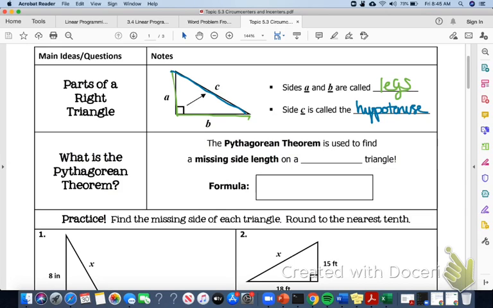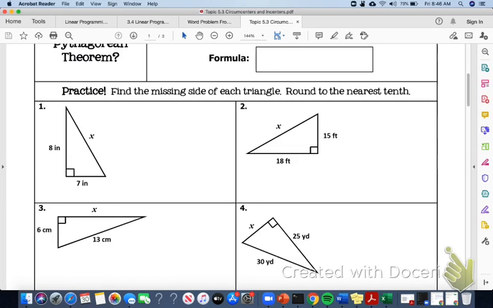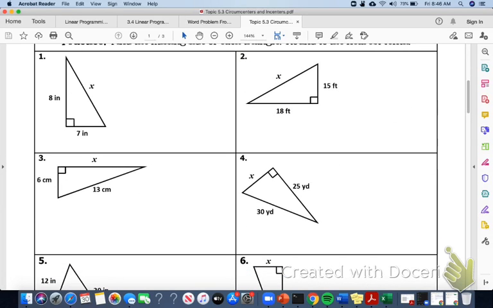Alright, so our Pythagorean theorem is used to find a missing side length on a right triangle. So any right triangle, if you know two of your side lengths, you can find your third. And our formula for that is a squared plus b squared equals c squared. Okay, so I just want to take a look at a few examples real quick. So let's look at one where we're finding our hypotenuse.